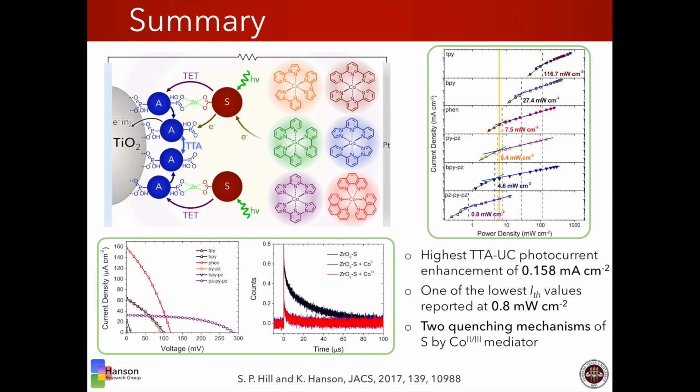With the cobalt phenanthrene redox mediator, we were able to show the highest triplet-triplet annihilation upconversion photocurrent enhancement of 0.158 milliamps per centimeter squared, and also one of the lowest ith values reported at 0.8 milliwatts per centimeter squared with the PZ-PY-PZ mediator. We also observed two different quenching mechanisms by the cobalt species in the mediator solution of the triplet state energy of our sensitizer molecule.